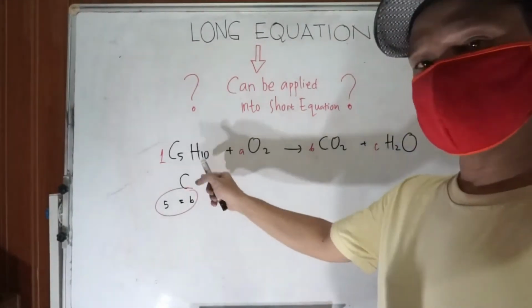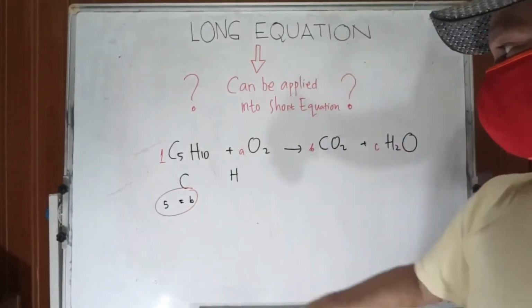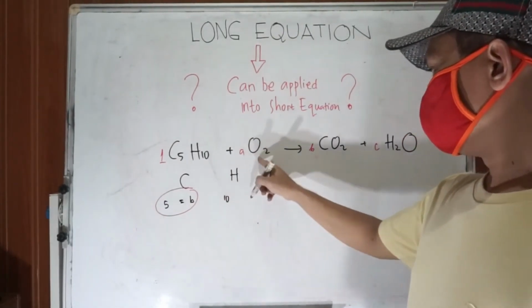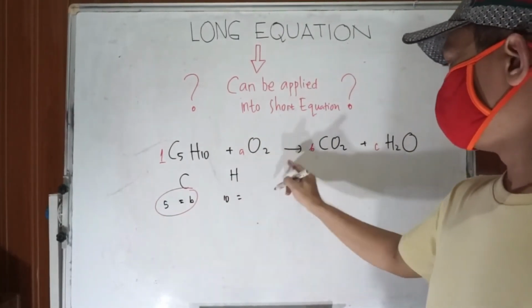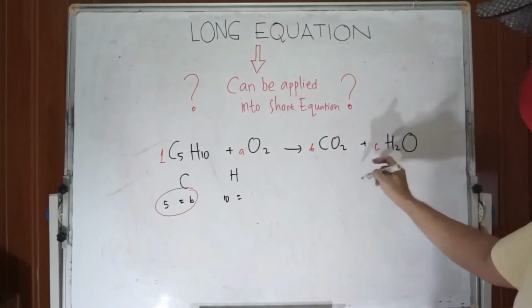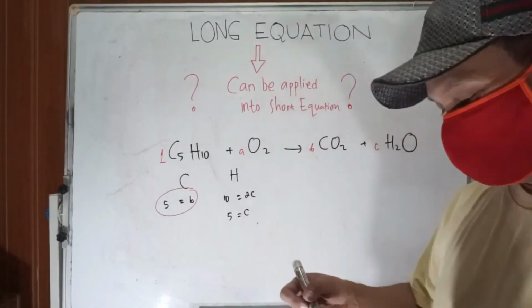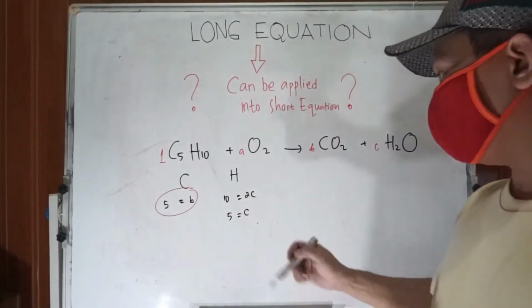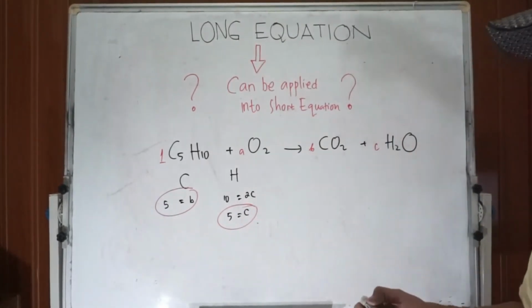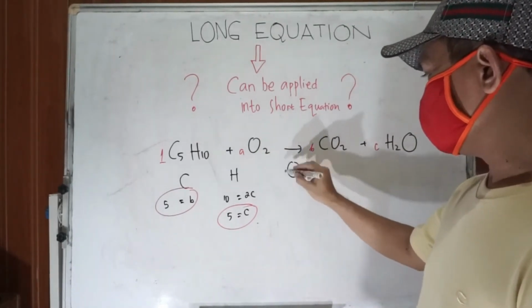Next, hydrogen. Here, on the left side, 1 times 8. You got 8. C times 2, 2C. So C is 4. Good. Next. Okay, now is oxygen.